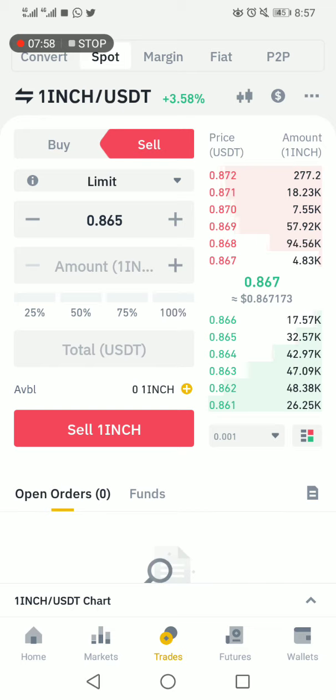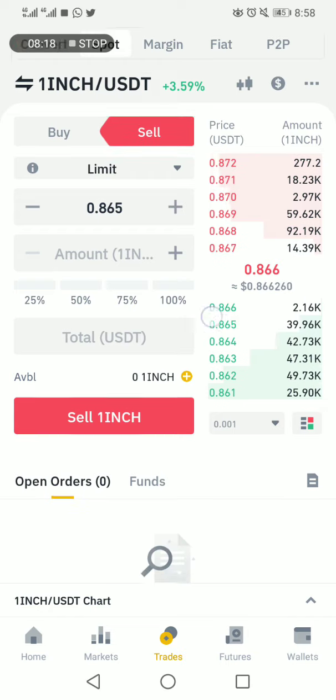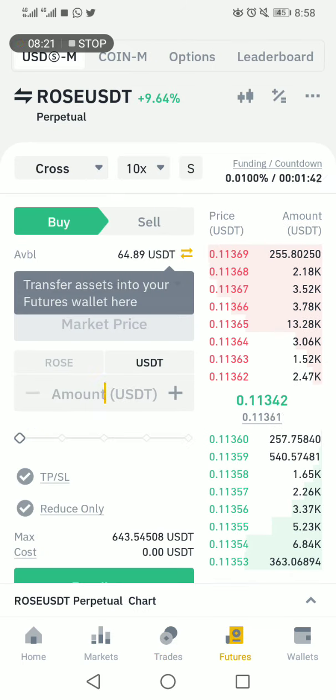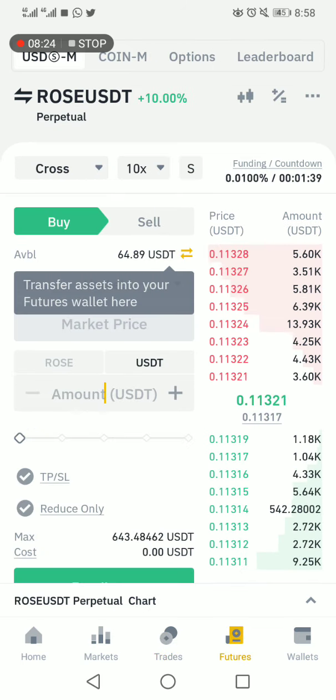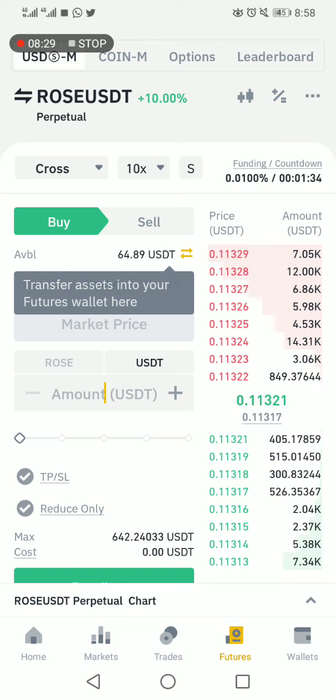Now, one advantage of spot trading over futures trading is that when it comes to spot trading, even if the market goes against you, your capital is still safe. It's still safe in the sense that whenever it gets to your entry point again, your normal value of asset will come back again. But futures trading is a whole different ball game.